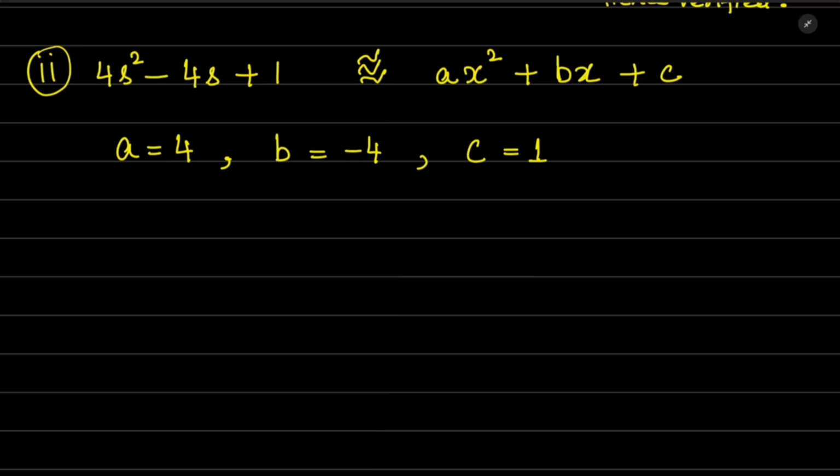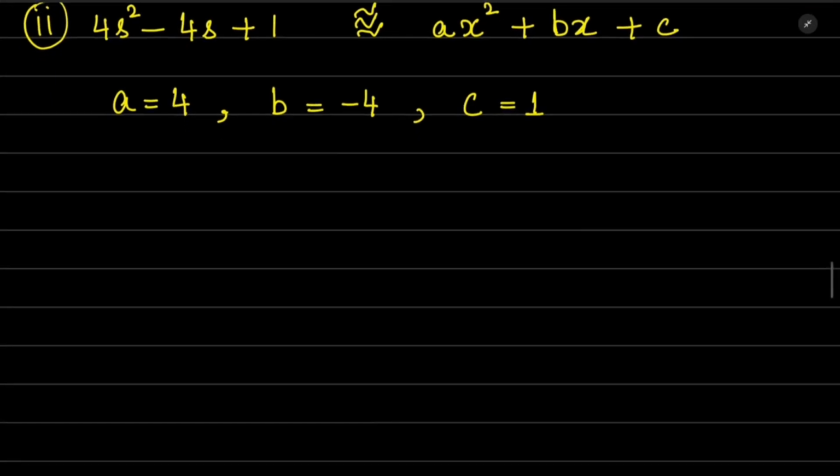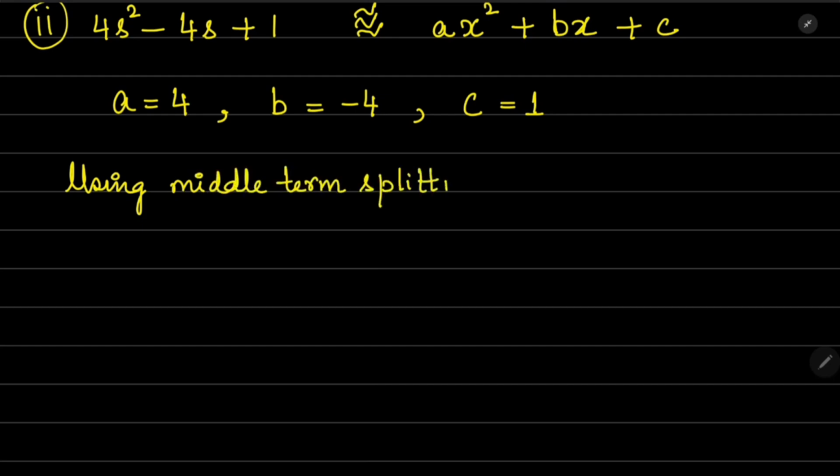Now again the very first thing to do is we have to factorize it. You have to do the factorization using middle term splitting, the same way as we did in the first question. So 4s square minus 4s plus 1 equal to 0. Because you are finding the zeros, you have to equate it to 0.